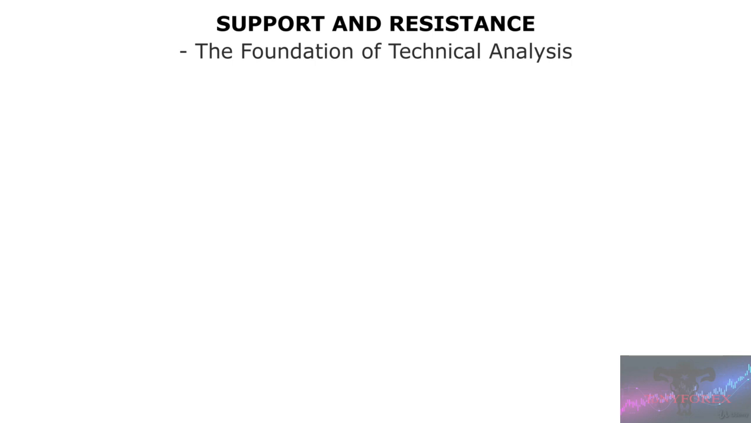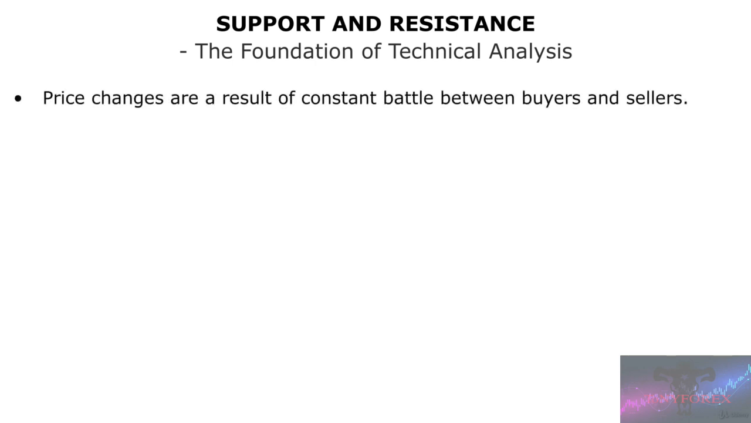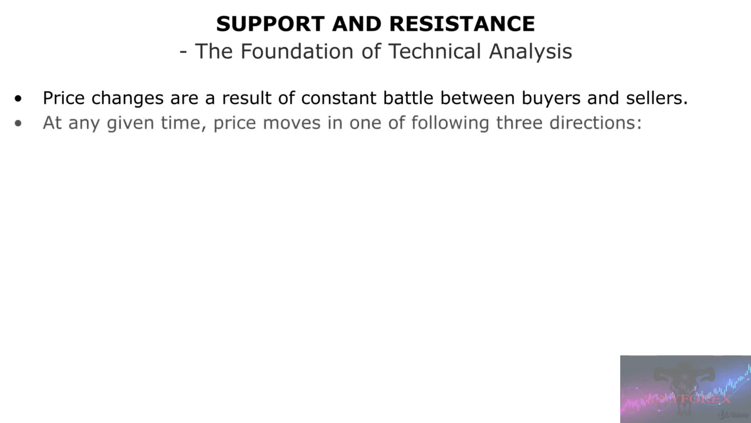Now, to understand support and resistance, let us first understand how markets work. As we all know, the changes in market price, whether you are trading in stocks, commodities or forex, are a result of constant battle between buyers and sellers. The bulls or the long traders always push the prices higher, whereas the bears or the short traders push prices lower. We also know that the price only travels in three directions: upwards, downwards or sideways.